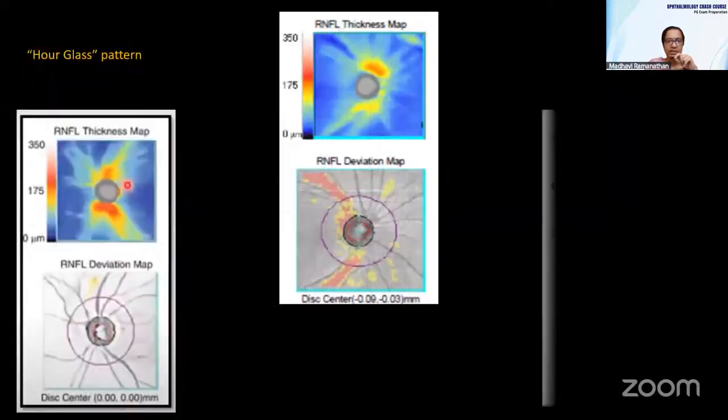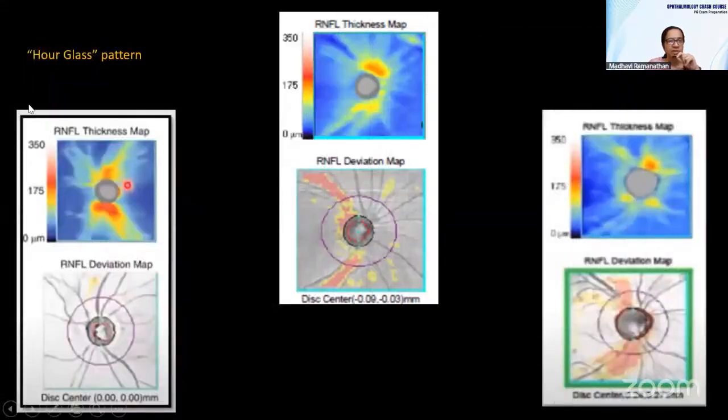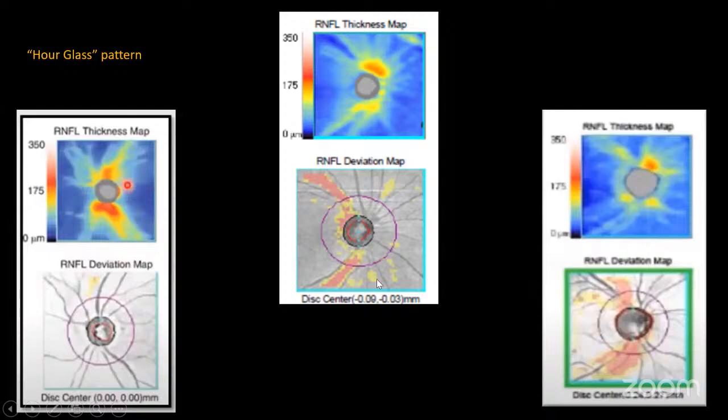So let's look at the other printouts. The hourglass pattern is the normal RNFL thickness map pattern. Here you can see areas of thinning which are well demarcated. These areas of blue are areas of thinning. When it comes to the deviation map, this is represented in red.